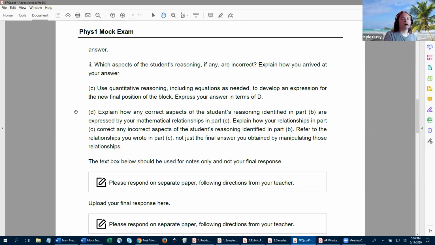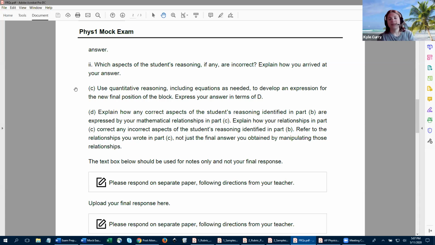And of course, we look at part D of this QQT. Explain how any correct aspects of the student's reasoning identified in part B are expressed by your mathematical relationships in C. Explain how your relationships in part C correct any incorrect aspects of the student's reasoning in part B. Refer to those relationships you wrote in part C. So this is going to be very similar. I don't want to say, definitively, but this is the type of question that you would be expected to answer on this year's AP Physics exam.